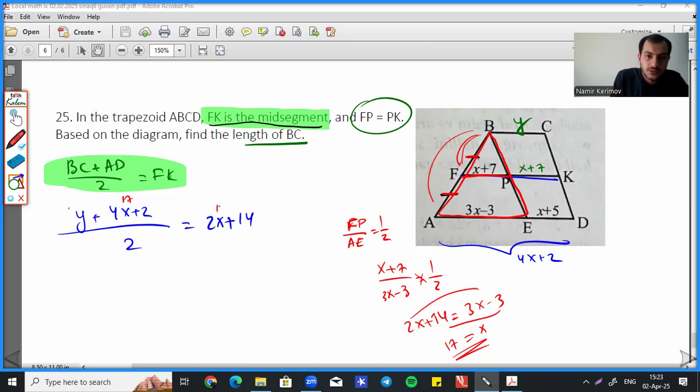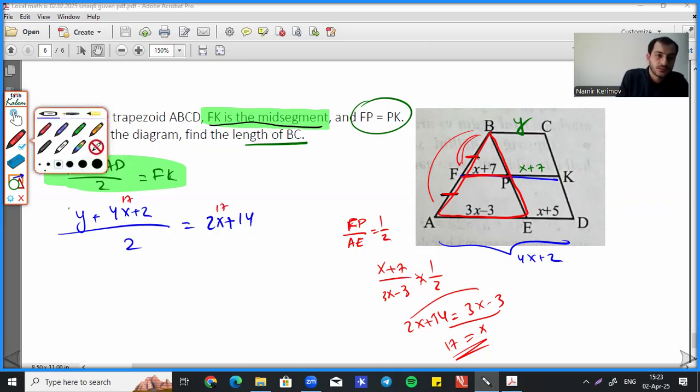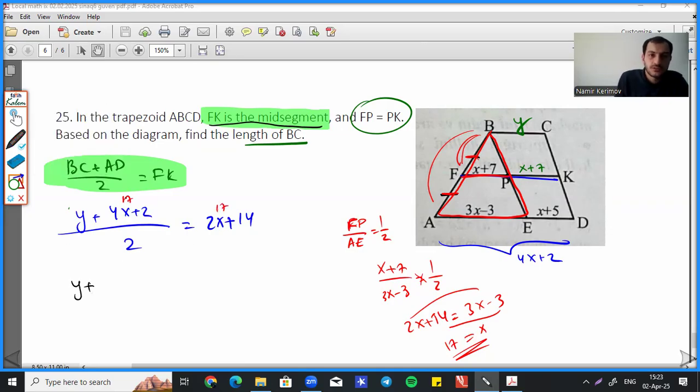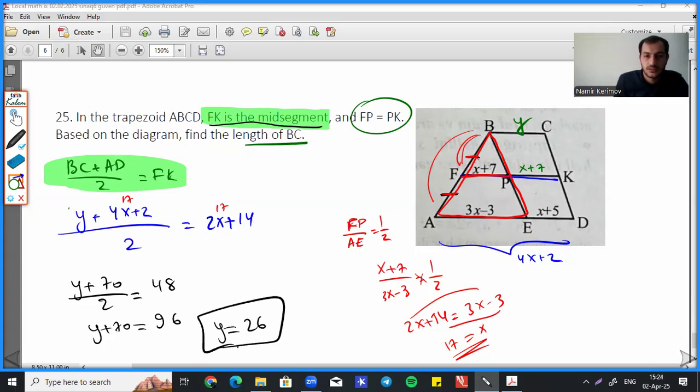We can substitute it. So Y plus 4 times 17, 68, plus 2, 70, divided by 2 is equal to 48. So Y plus 70 is equal to 96. Y is equal to 26. So 26 is the answer. We should find the length of BC, which is 26.